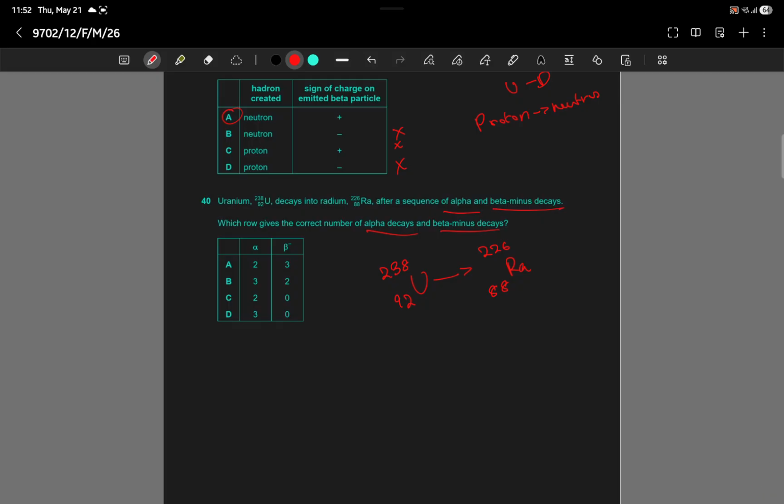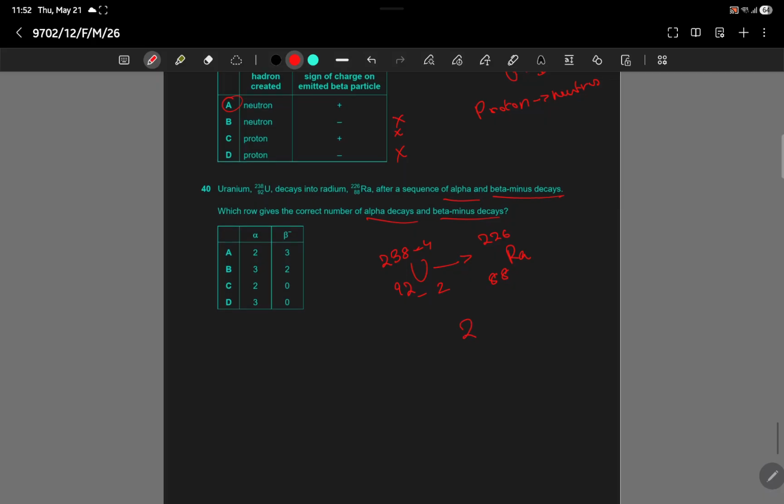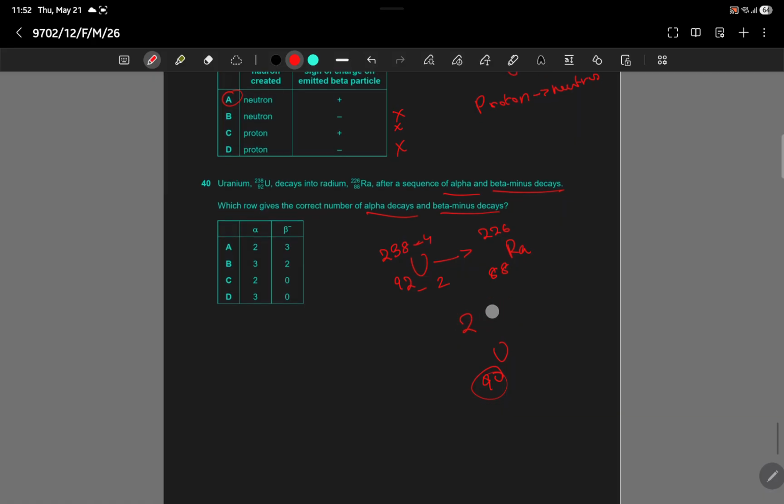So let's say it first decays alpha. That means this will minus 4, this will minus 2. So this will become 234, 90. And after that, if we go beta minus, it won't work because you have to make sure that this becomes 226. And in beta minus only this changes. This doesn't really change. So how else can we do this?